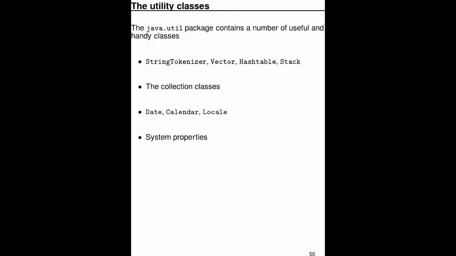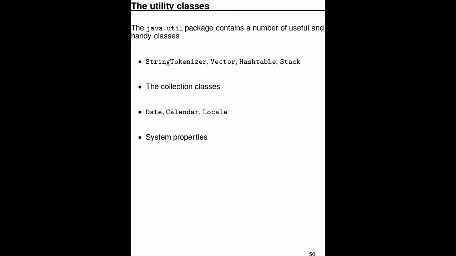In this screencast, we continue our discussion of the core Java APIs that are included in the Java programming platform. We'll be focusing on classes in the java.util package, which provide a number of useful and handy classes, or general purpose utilities for working with Java programs.